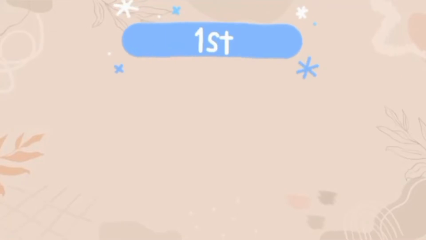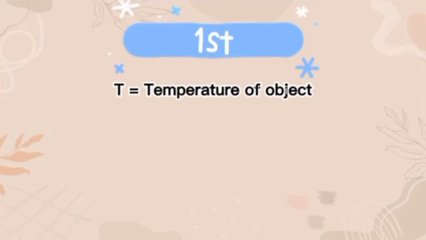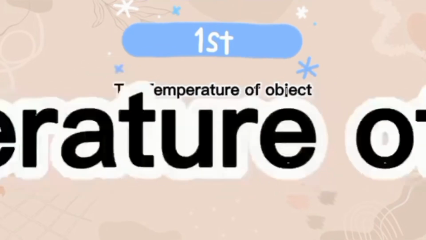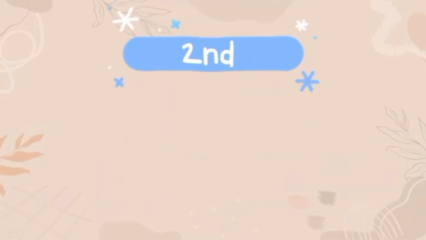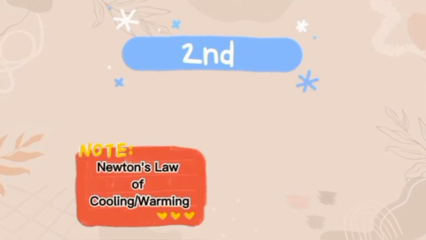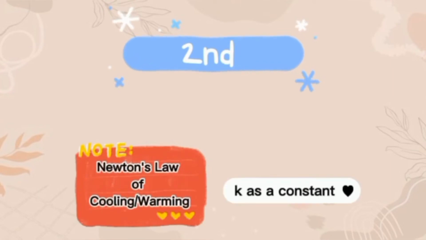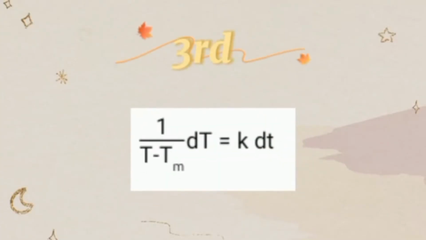First step, we have to separate the information that is in the question. First is capital T, the temperature of the object, Tm is the temperature of the surroundings, and t is the time. The second step is to apply the general formula of Newton's law of cooling or warming with k as a constant. Next, separate the equation where one side is dependent on capital T, the temperature of the object, while the other side is dependent on t, the time.